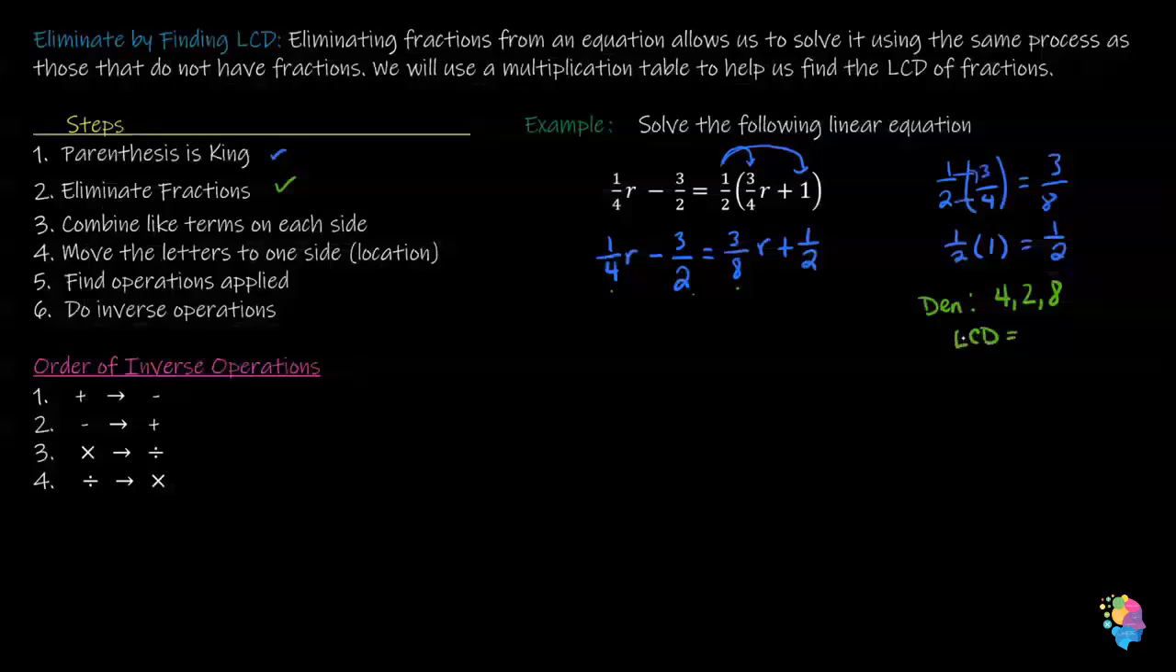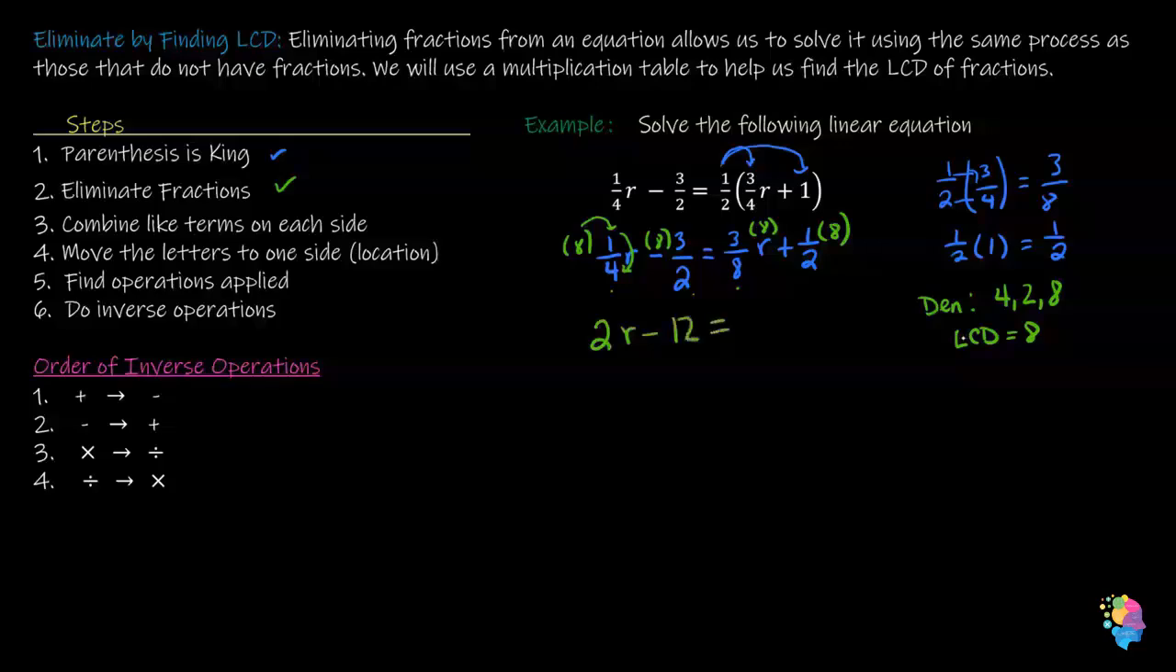Okay, let me write it down. The LCD was 8. That means that every single one of these fractions, every single one of these terms, is going to get multiplied by 8. Remember, we multiply the numerator and then divide by the denominator. So the first one, 8 times 1 is 8, divided by 4 will give us 2. Don't lose the variable. Minus 8 times 3 is 24, divided by 2 is 12. Don't lose the equal sign. 3 times 8 is 24, divided by 8, that's a 3. Don't lose the variable and the plus. And then 1 times 8 is 8, divided by 2, that will give us 4. So we've eliminated the fractions.